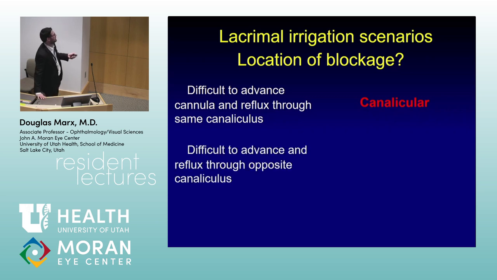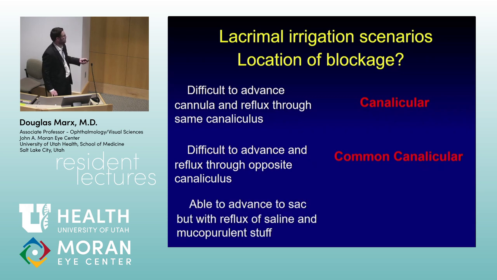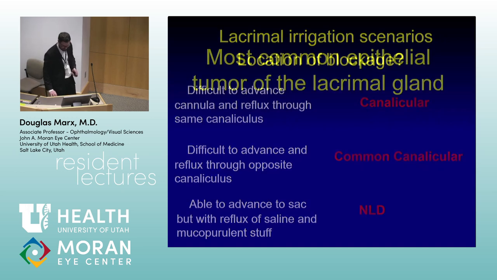Okay. Difficult to advance and you get reflux from the opposite canaliculus. Common canaliculus, right? What percentage of people have a common canaliculus? 90. Yeah, 90, right? Able to advance to the sac, but you have reflux of saline and mucopurulent stuff. It's going to be nasolacrimal duct, right? Because at the sac, you actually know you have some sort of a blockage down farther, okay?